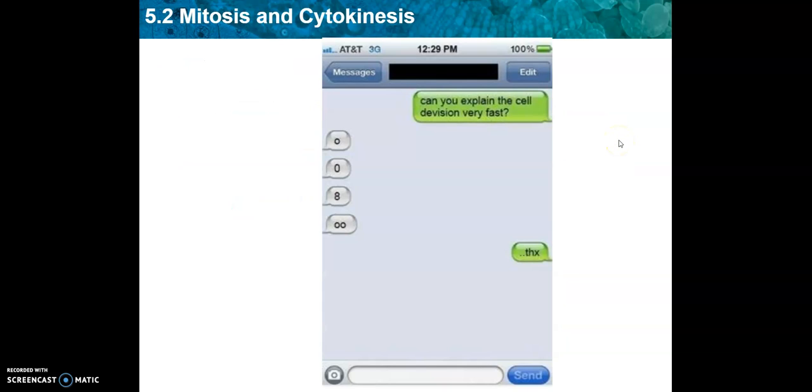And then, of course, we have our funny. Can you explain cell division very fast? You have your cell. It grows and elongates, splits into two, forms complete two. Ha ha ha.